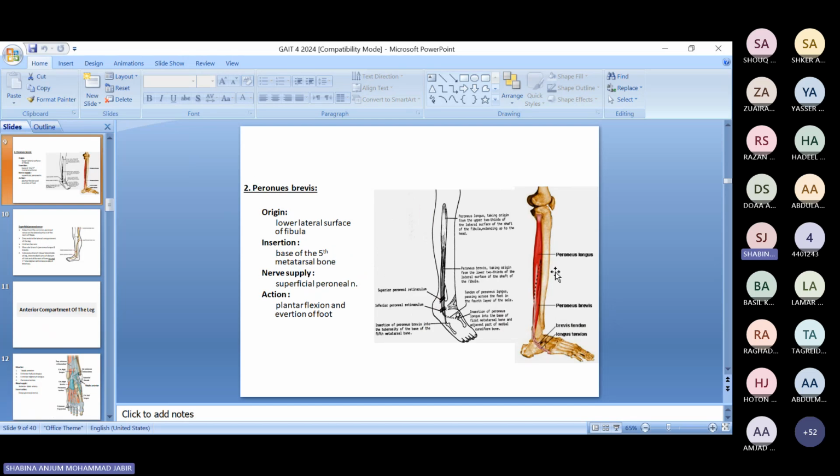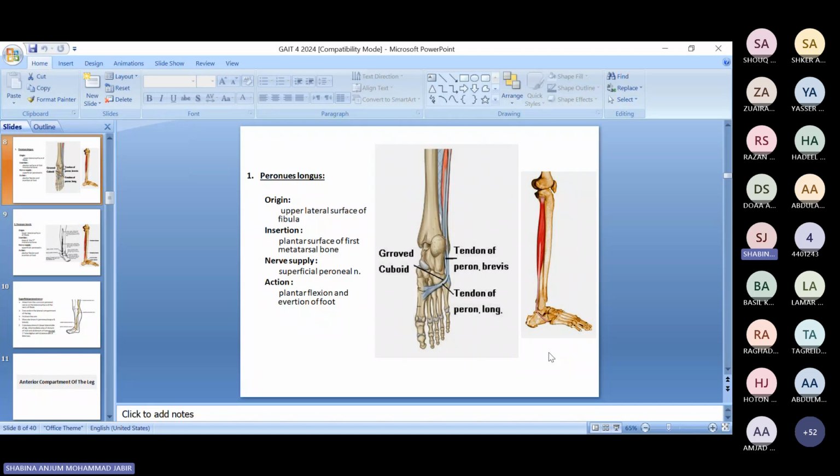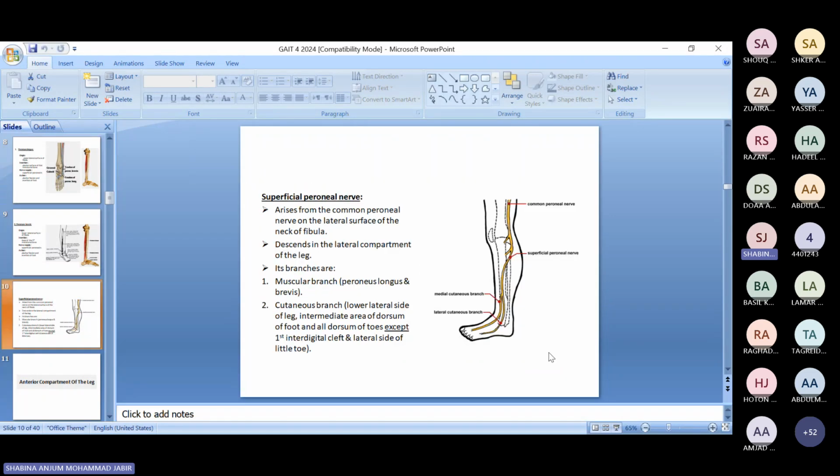We have the peroneus brevis. Again, it is a short muscle coming from the lower part of the lateral surface of the fibula. When you cut the longus, you can see this is the brevis in the lower part. It will not go much towards the other part, it will just be inserted over the lateral surface of the fifth metatarsal bone. The action is the same as the peroneus longus. It is also going to do plantar flexion and eversion of foot.